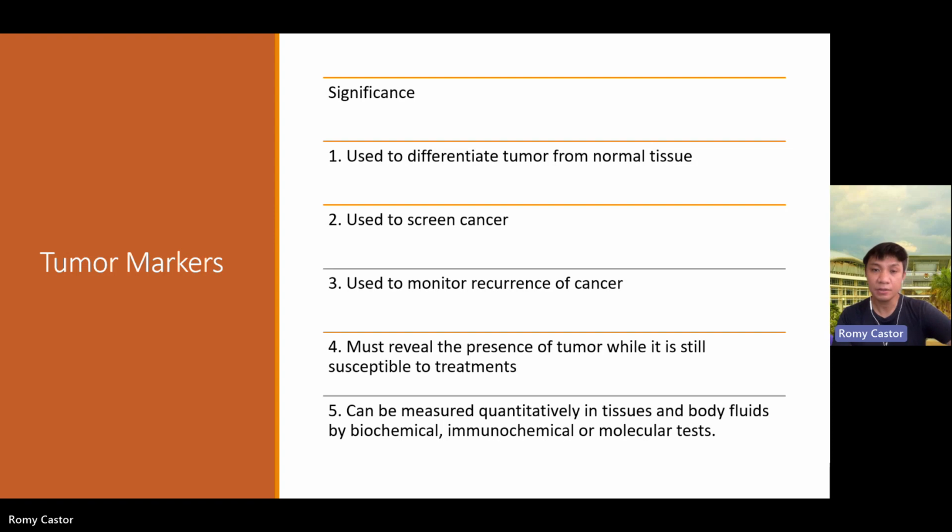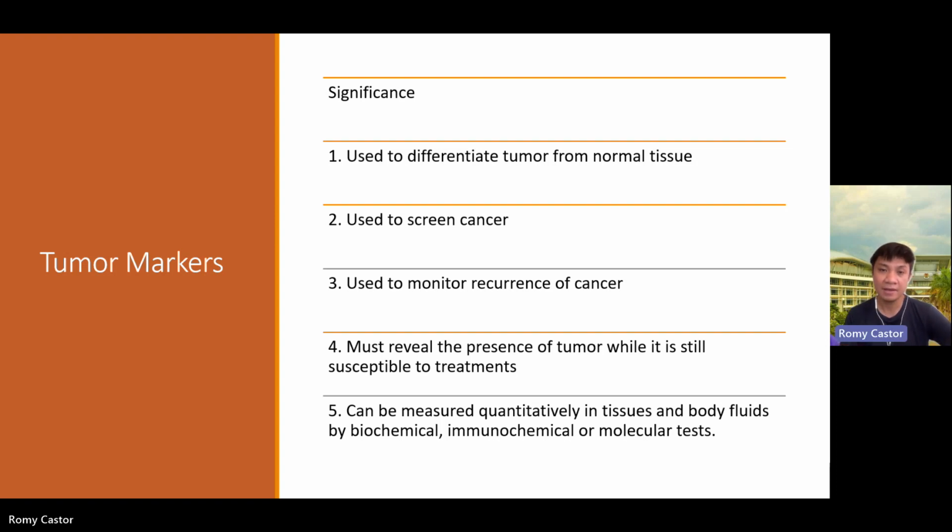Okay, number 4 here, ideal tumor markers should reveal the presence of the cancer at the stage where it is still susceptible to the treatment. When we say still susceptible to the treatment, it should reveal that the patient has the cancer at a stage or time duration wherein the patient can still be treated. What's the use of revealing that the patient has cancer if it is already end stage? Therefore, again, these tumor markers should be positive during the time period wherein the patient is still susceptible to the treatment.